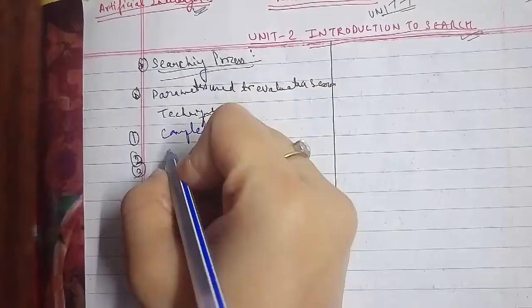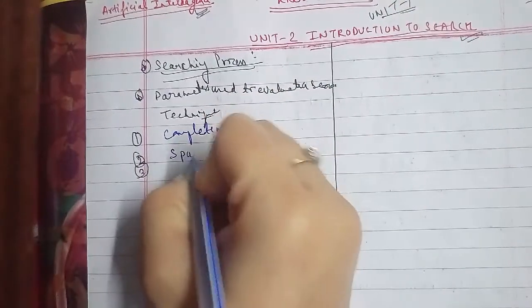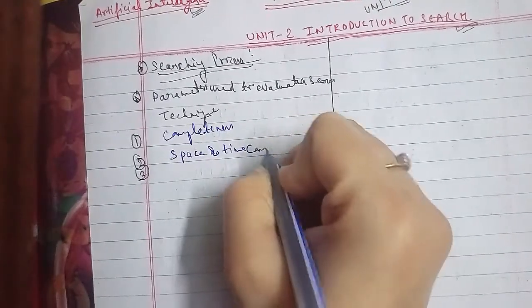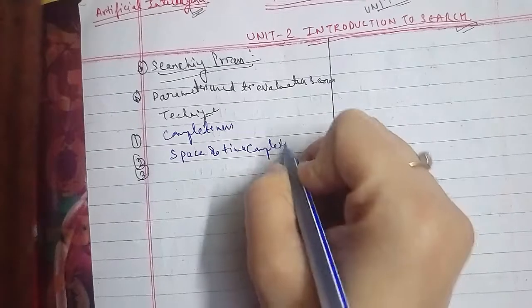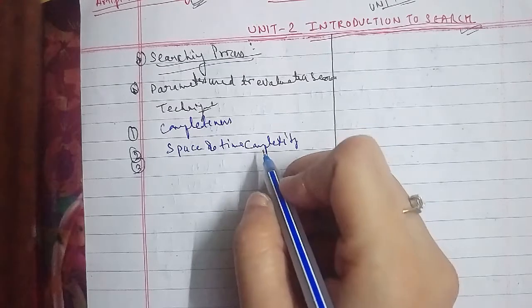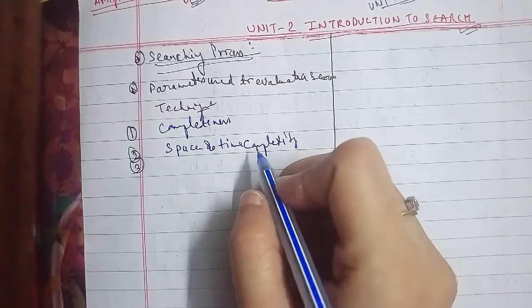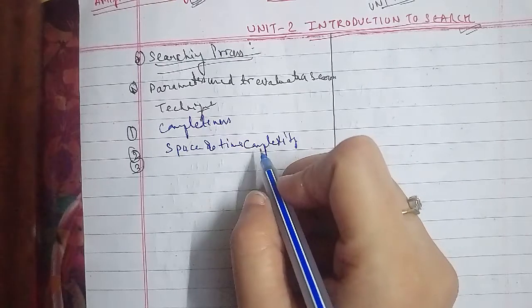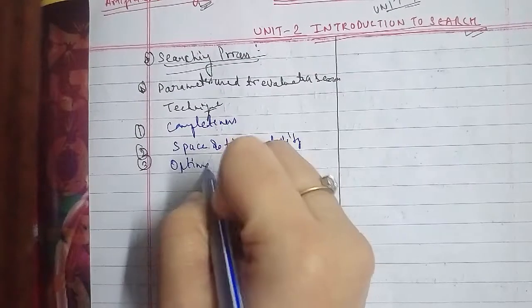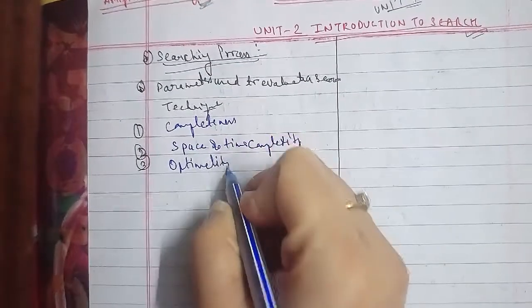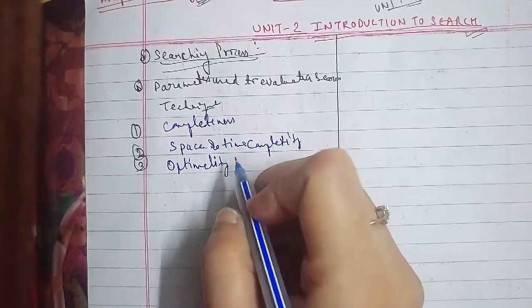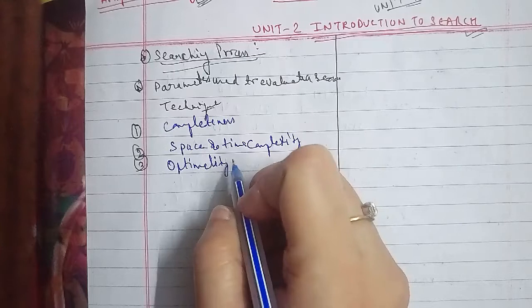With space and time complexity we address the memory required and the time factor in terms of the operations that are carried out. The third we have is optimality. Optimality tells us how good the solution is. So an algorithm or a search process is said to be optimal if it gives the best solution.